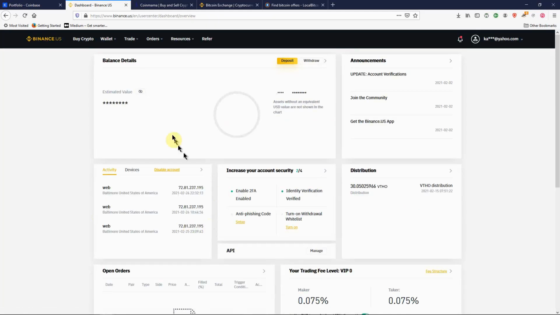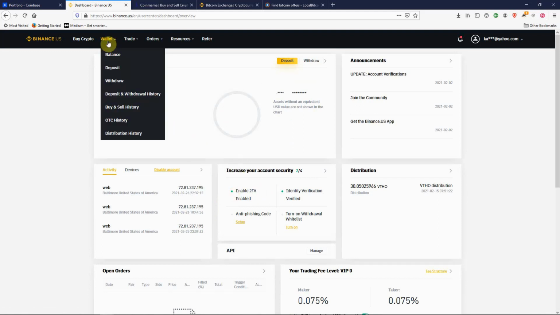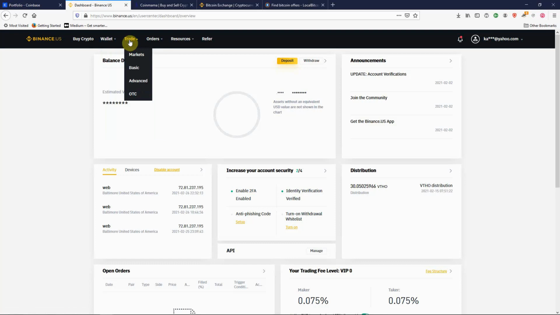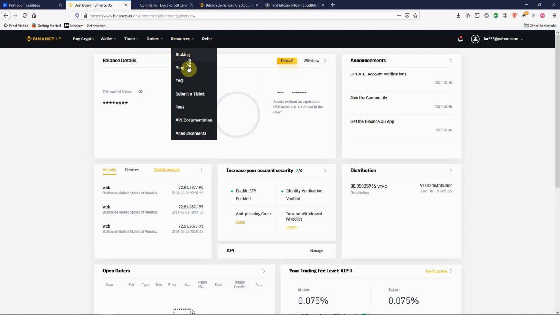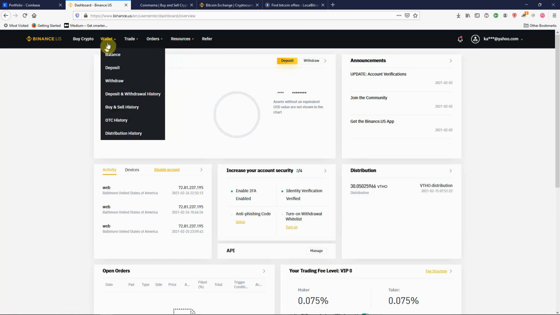So now that we are in Binance, we can go down here where it says wallet. You have the balance, the deposit, withdraw, deposit and withdraw history, buy and sell history, OTC (over the counter) history, distribution history, and then we have the trade. We have the basic trade, advanced trade, and OTC trading. This is where you have your orders, your open orders, order history, trade history. We have the resources here, frequently asked questions and stuff like that.